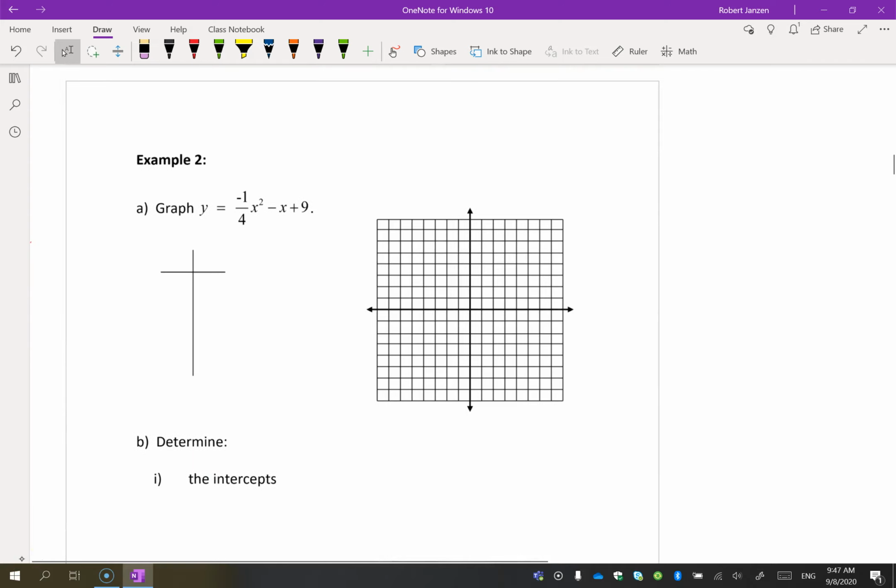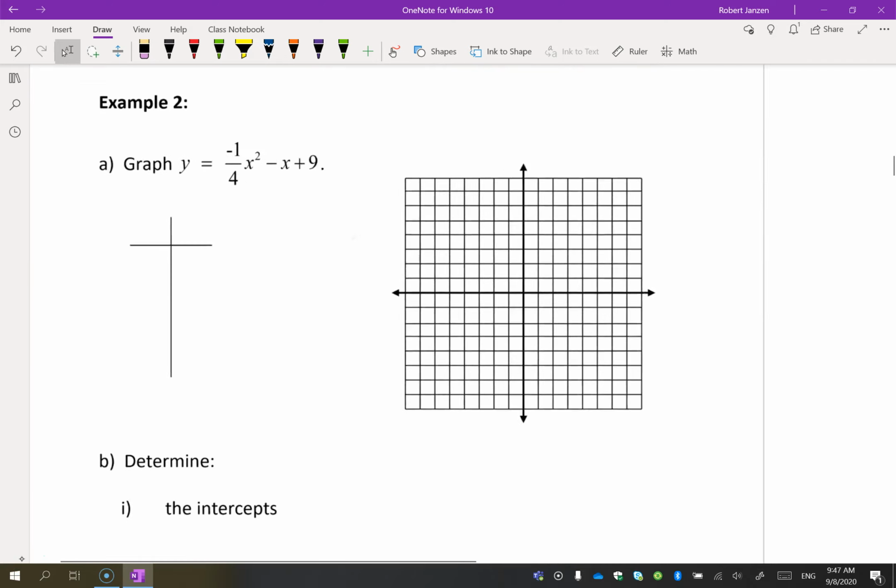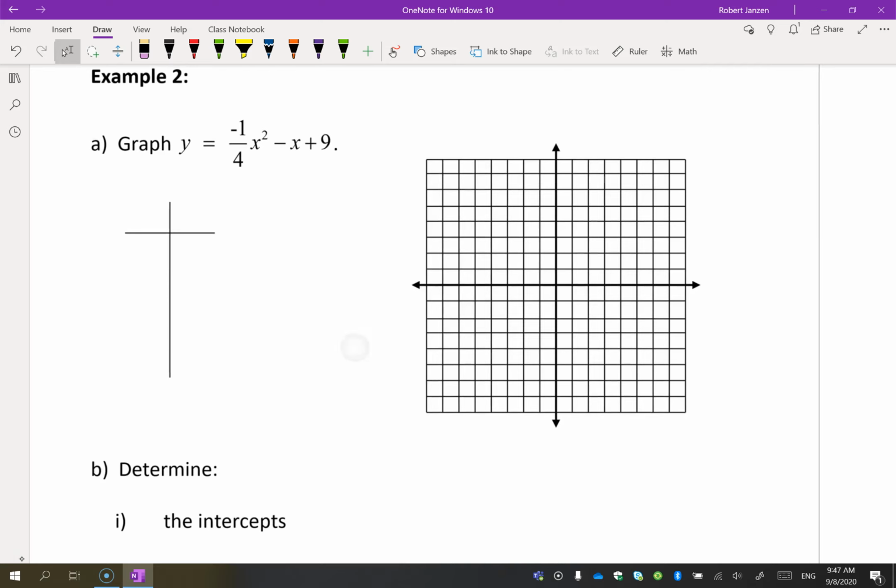Okay, let's try another one here. This one looks a little bit trickier. I see fractions. That's going to make it hard. Now, we can't just multiply everything by 4 because then you'd end up with a 4y. So that's not a strategy we can use here. We will use these same basic points, and this math is going to be a little trickier.